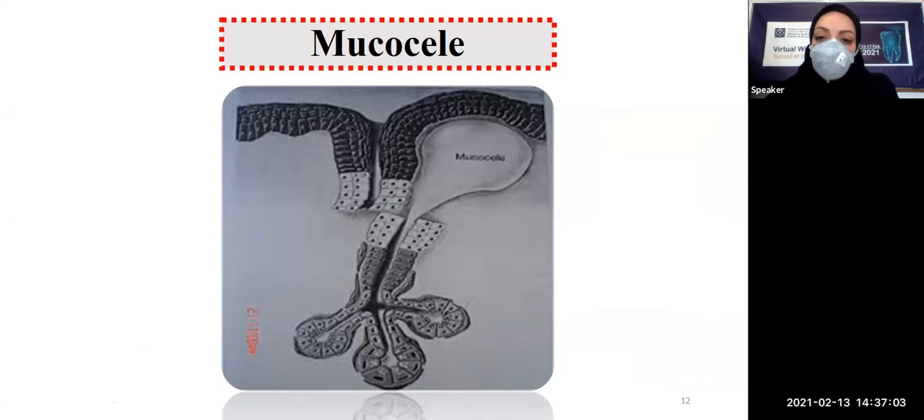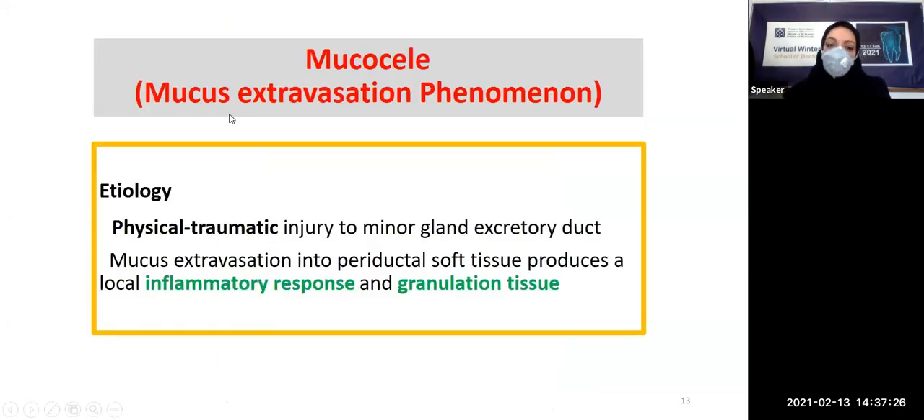Yes, as most of you mentioned correctly, the answer is mucocele. Mucocele is a kind of extravasation of mucin phenomenon that results from the, excuse me, I cannot move my slides forward. Okay. Mucocele results from the rupture of the excretory duct of a minor salivary gland.